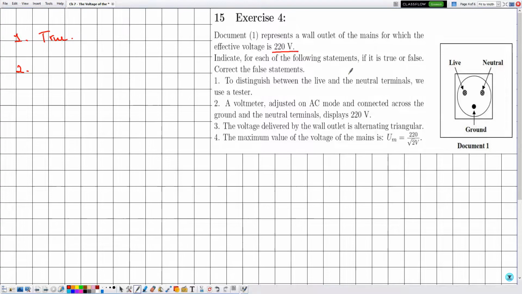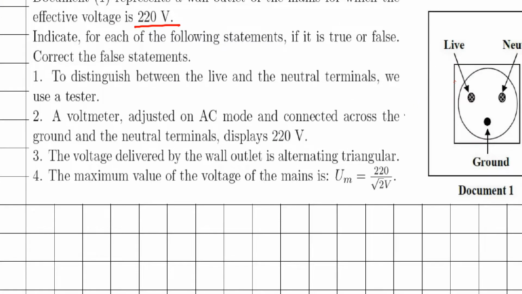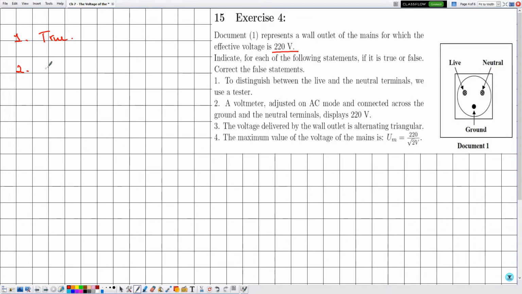As for the second statement, they are telling us a voltmeter adjusted on AC mode and connected across the ground and the neutral terminals displays 220 volts. So we know that the voltmeter measures the effective voltage, but at least one of the terminals must be connected to the live because the live is the one responsible for the electricity. So in this case, the statement is false. Here no justification applies, but we need to rewrite the statement correctly.